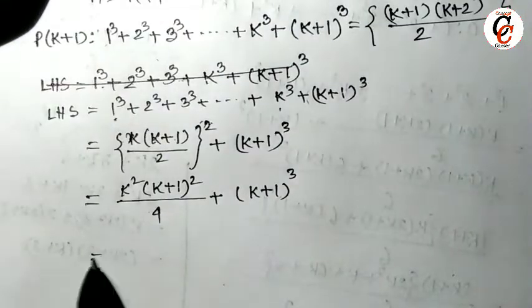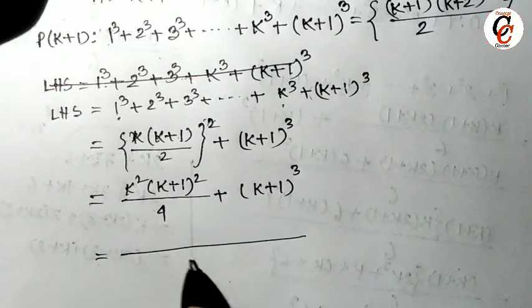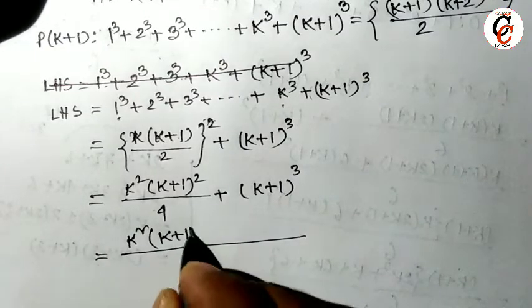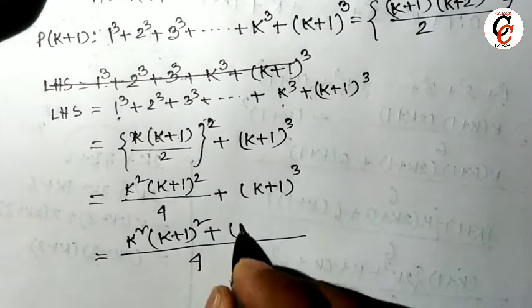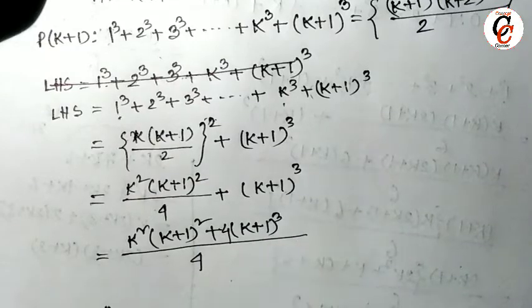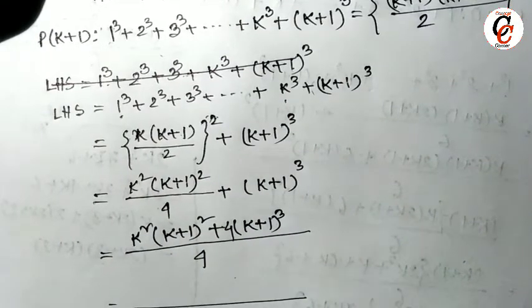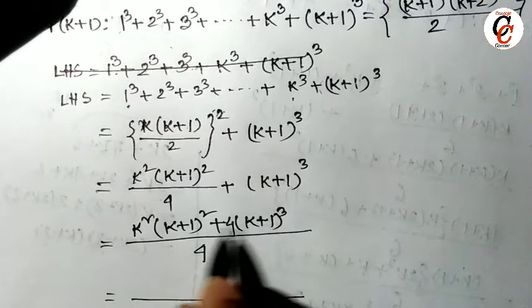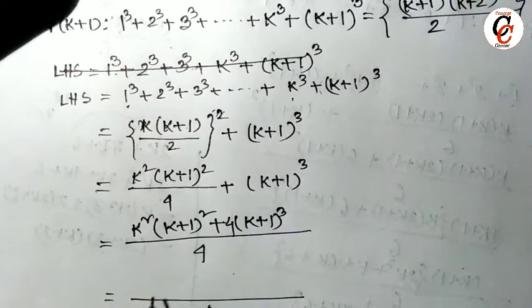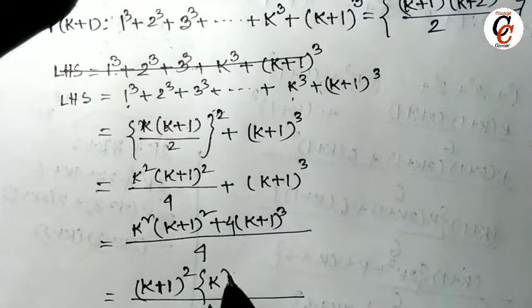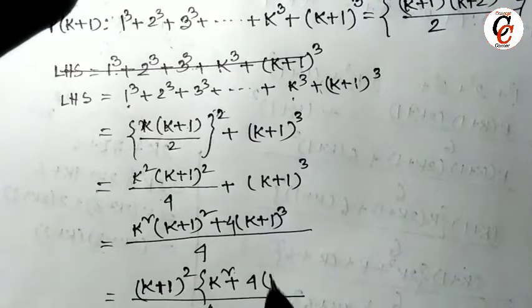Next, see what is the LCM for. Here it will remain the same, k square into k plus 1 whole square, plus 4 into k plus 1 whole cube. So from these two terms, if we see, here k plus 1 whole square is there, k plus 1 whole cube is there. So k plus 1 whole square is common, and here it will remain k square plus 4 into k plus 1.